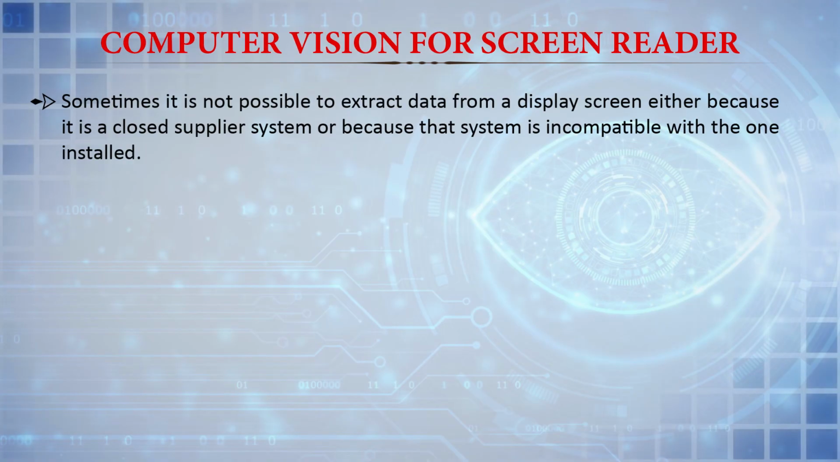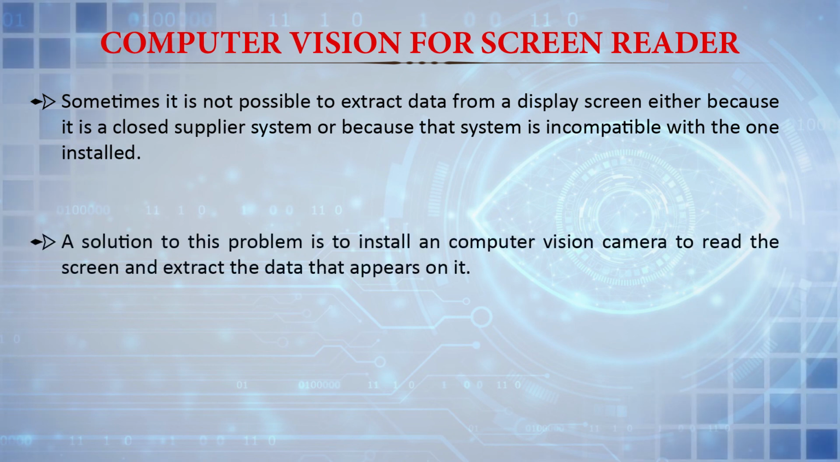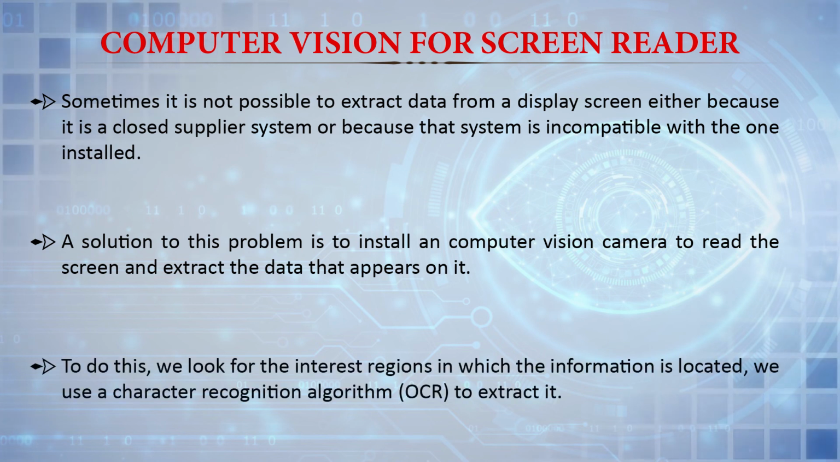There is another application we can think of, which is the screen reader. Sometimes it is not possible to extract data from a display screen, either because it is a closed supplier system or because that system is incompatible with the one that is installed. A solution to this problem is to install a computer vision camera to read the screen and extract the data that appears on it. To do this, we look for the regions of interest in which the information is located. We use a character recognition algorithm to extract that particular information.